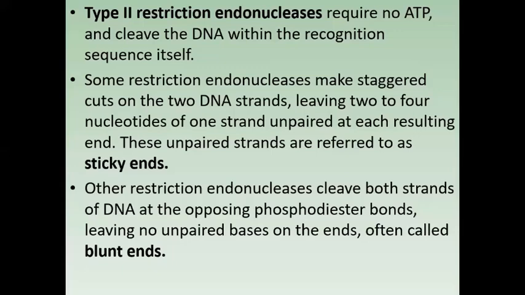Generally, some restriction endonucleases cut the two DNA strands, leaving 2 to 4 nucleotides unpaired. As a result, part of the cut portion is complementary and double-stranded, and there is one single-stranded overhang at the other side. This type of cut is called a staggered cut. It will be clear after I show you the picture. In the case of a blunt end, no unpaired sequence will remain.